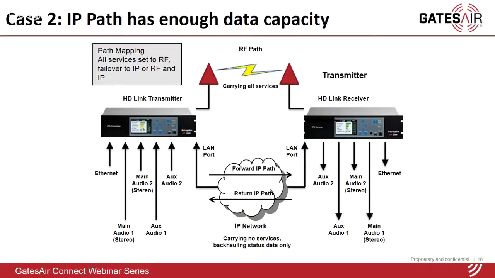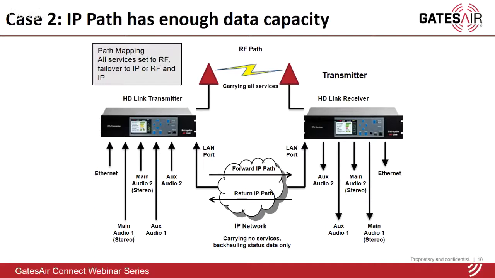So this is another use case. In this scenario, both RF and IP paths are available for service transport, and there are a couple of options here. The services can be set to send over the RF path by default with the failover to IP, and the IP capacity is always available for transport.